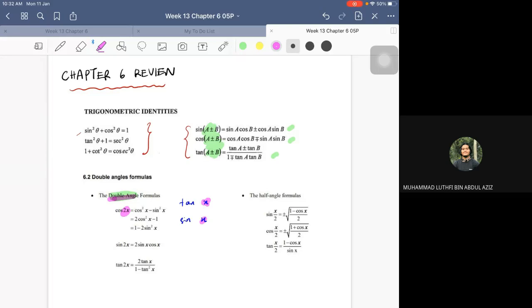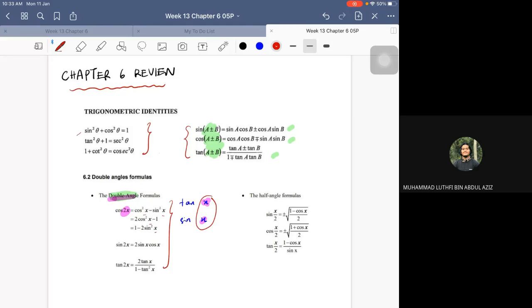So bila kita ada double angle function ni, so dia ada double angle property yang kita boleh apply untuk tukar double angle tu balik ke dalam bentuk x. Sebab bila you nak solve equation ataupun bila you nak simplify equation, you tak boleh biarkan dia dalam bentuk double angle. You kena tukar dia balik dalam bentuk x saja. Tak boleh ada 2x, tak boleh ada 2 theta and so on.